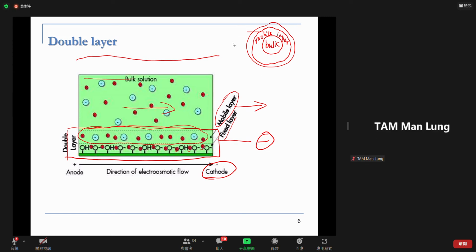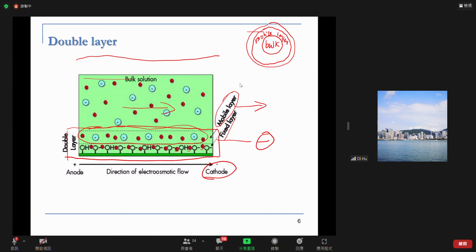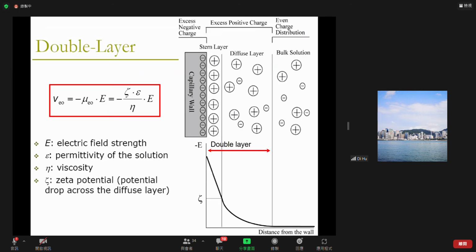Okay. So this is how, so why we get electro-osmotic flow. Okay, so it's because of that one. So let's take a closer look at this double layer. You can see that on the capillary wall it has excess negative charge, so that just aligns densely on the wall, and now you have the double layer.